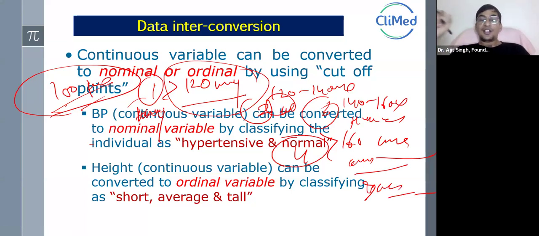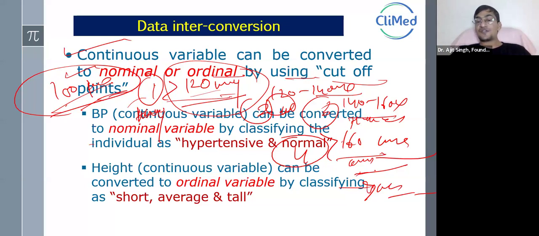This is called interconversion. The continuous data is converted into categorical data, ranked data. Similarly, BMI is continuous data, but you can convert BMI into categorical data. Only continuous variables can be converted into nominal or ordinal by using cutoff values, like less than 120, 120 to 140, 140 to 160, 160 mmHg. So this is interconversion of data. Blood pressure is an example, height is an example.